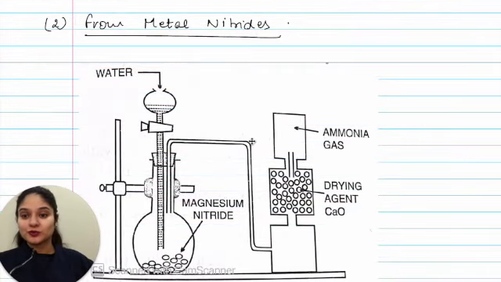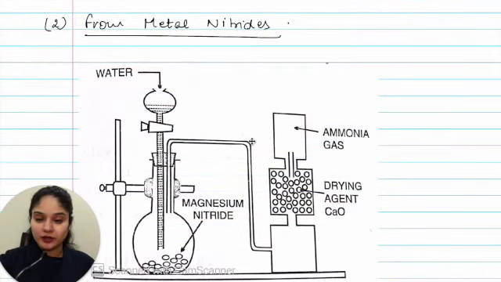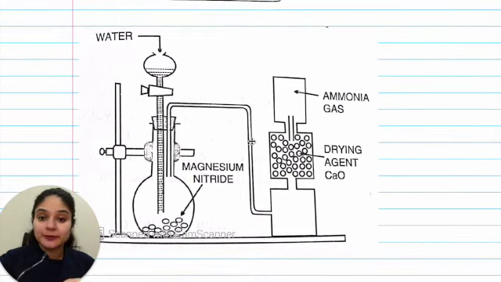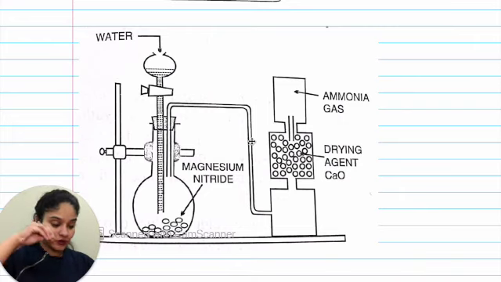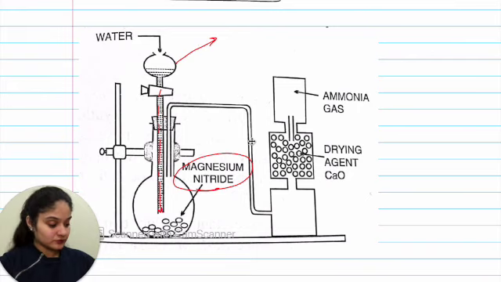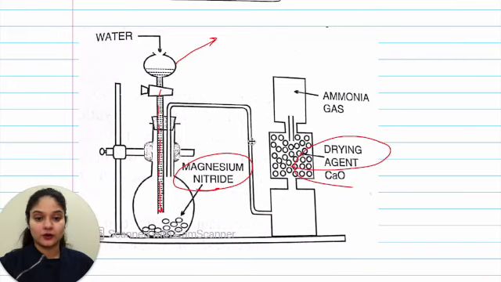Alright students, moving on to the second part of our lab preparation. This is from metal nitrides. So we have the setup here, you can see. We have warm water in the thistle funnel, right here. It is being brought down like this. Then you have magnesium nitride, and you have the drying agent here. Now let's see what is happening.